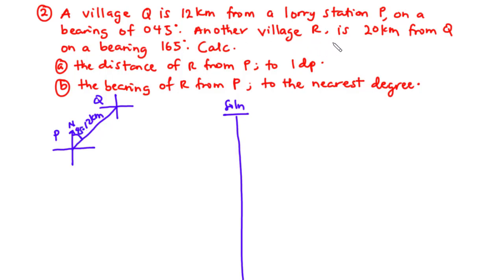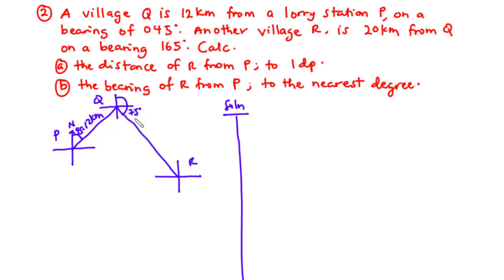Another village R is 20 kilometers from Q on a bearing of 165 degrees. So from Q, we are going to take the bearing 165 degrees. This is 90. 165 minus 90 is 75. So we have 75 here, to another village R. So the whole of this angle is 165, but from this point to this point is 75.